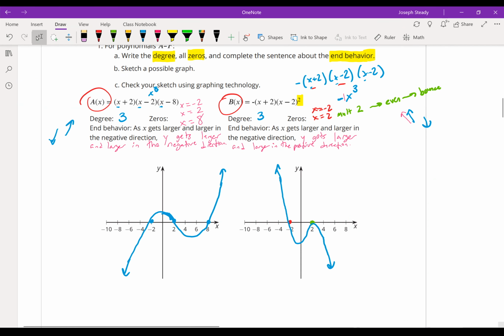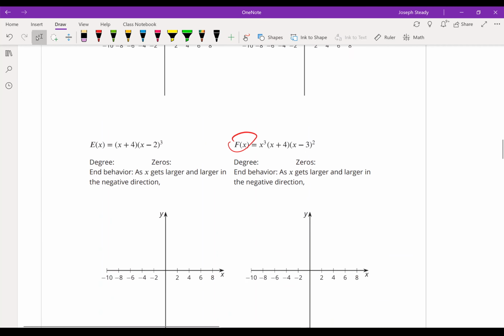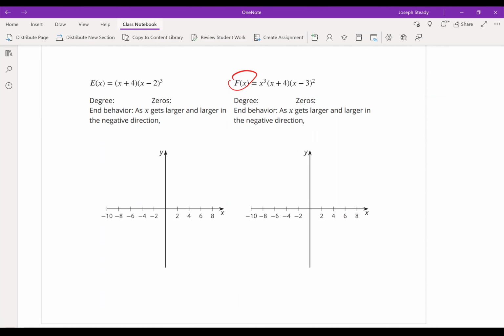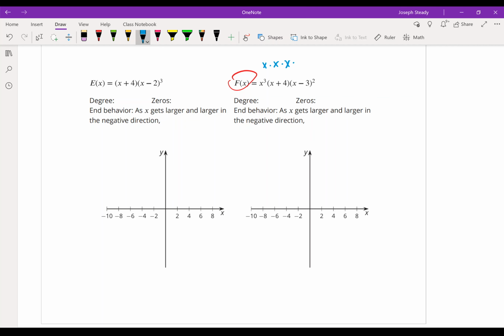Right, back to our last problem. Polynomial f. So, first thing we want to check out here is what are we going to end up with for a leading term? Because that's going to help us find our degree and our leading coefficient. I notice on this one I have x to the third power, which means this is x times x times x times x + 4 times x - 3 times x - 3, because it's squared.